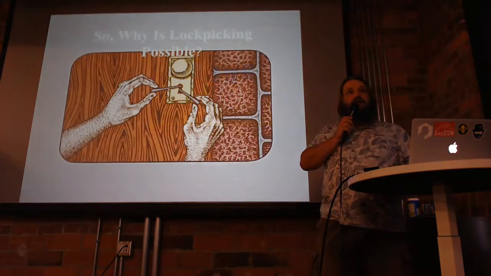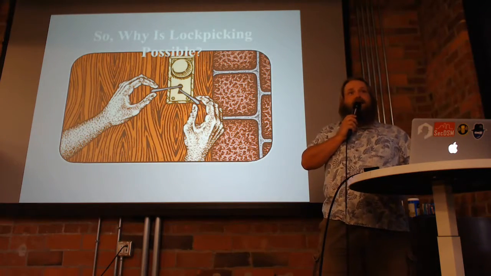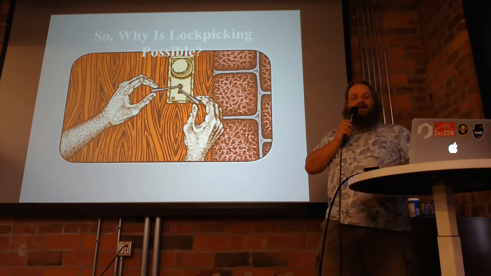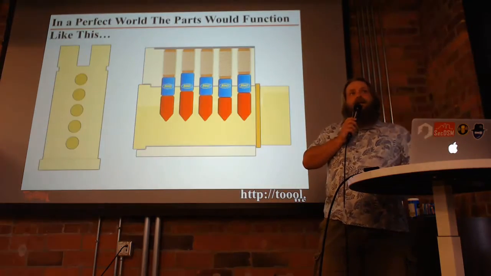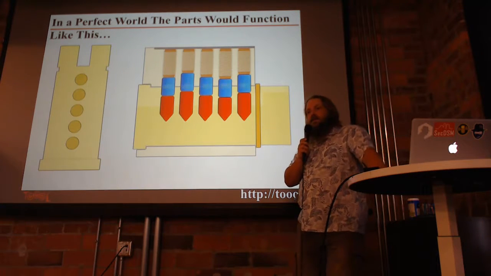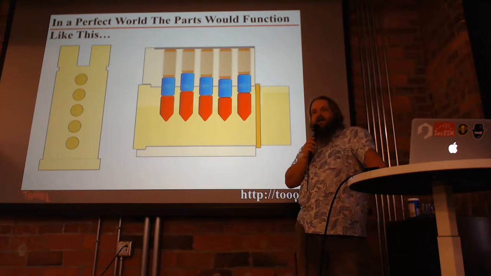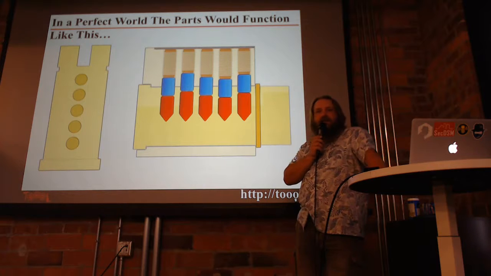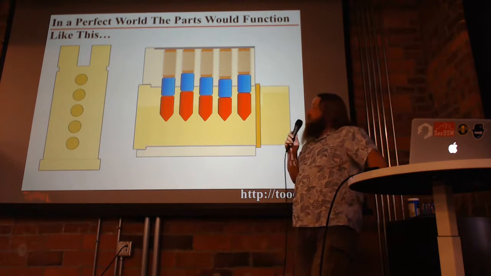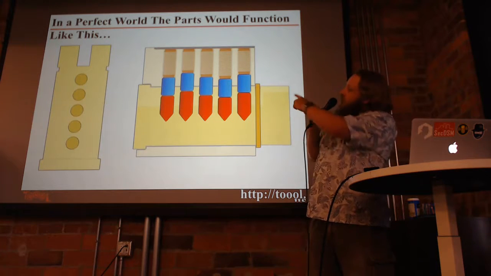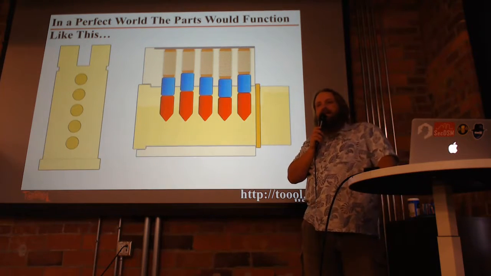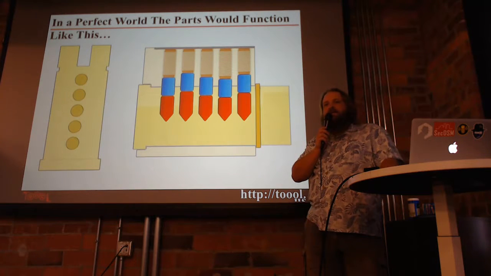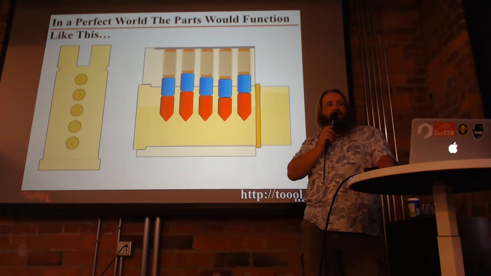And here we should have, so why is lockpicking possible? We'll get back to that previous animation a little bit. If this were a perfect world, this is what your lock would look like, and people trying to pick locks would just be screwed. However, by a perfect lock, I mean all 5 of those holes are perfectly in line. They're all perfectly milled. All of the pins are perfectly milled.